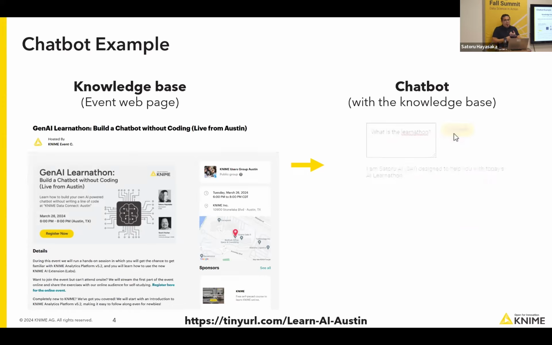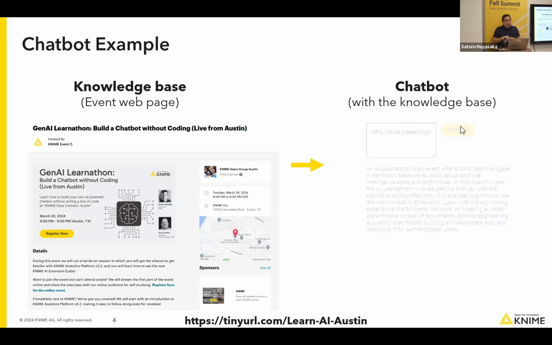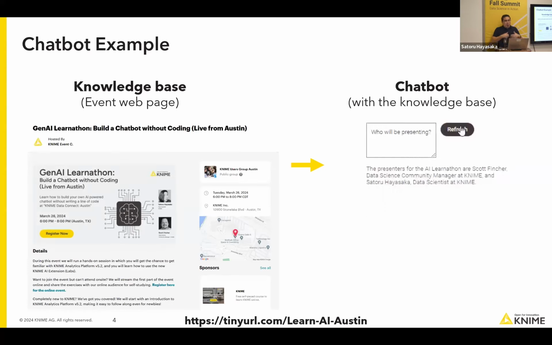And as you can see in this chatbot on the right, I asked the question, what is the Learnathon? And the chatbot is now thinking, and will be able to give a more coherent answer than the one that you saw in the previous slide. A Learnathon event, et cetera, giving you more precise information about the AI Learnathon that we are hosting. And also, I can ask who will be presenting at this Learnathon, and it will give an answer as to who the presenters are, and so on and so forth.